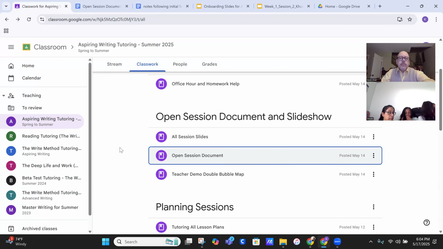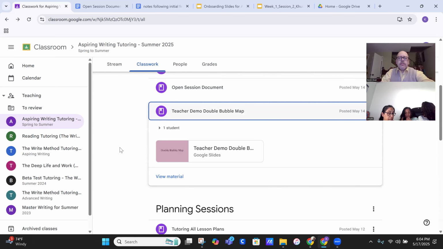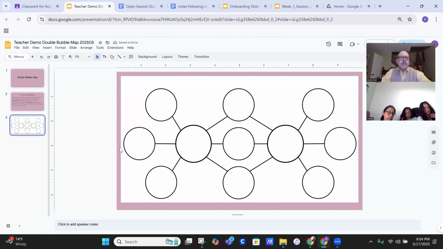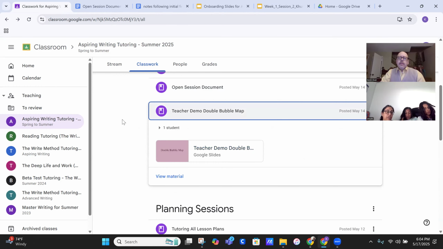Okay. So this is the double bubble map, and I'm sure you all saw that. Yeah, we saw that. That's a blank one there, so that's not really useful. Did you get a chance to see the completed double bubble map from each of the girls? Yes. They did marvelous in the session. They really did. And I'm wondering, Mayuri, if perhaps I may have given you too much at once.